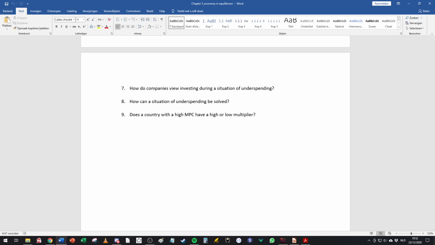8. How can a situation of underspending be solved? We can look at the government. They can actually help stimulate demand by, for example, decreasing taxes. If taxes are lower, then households have more money to spend. And this is a way we can increase demand. The government herself could also start to spend more. They could invest into certain projects to create work.